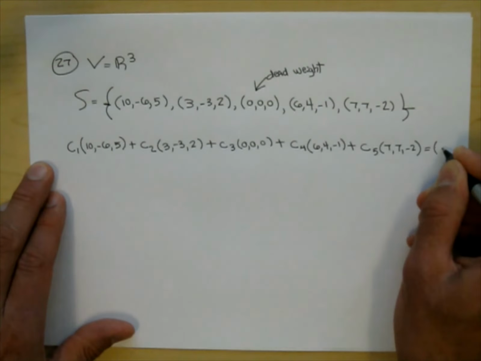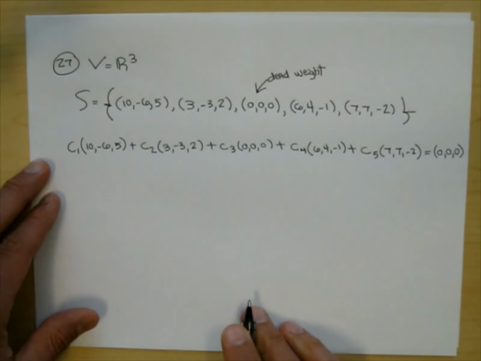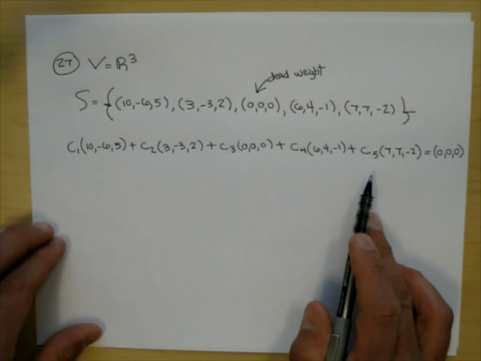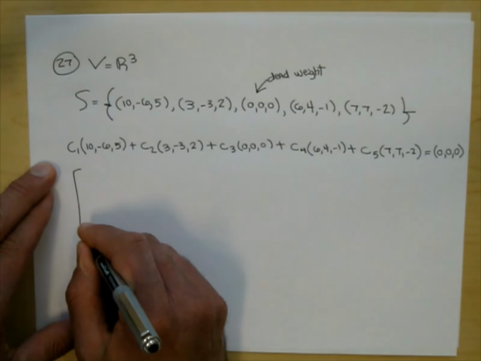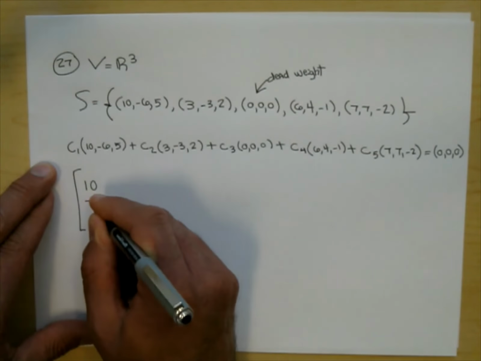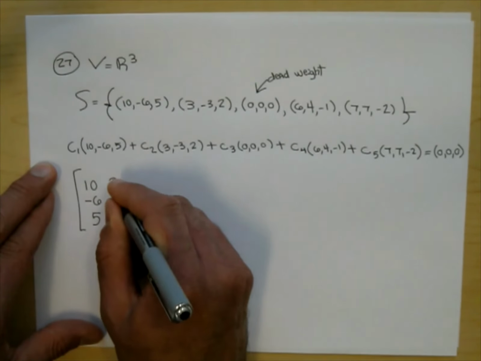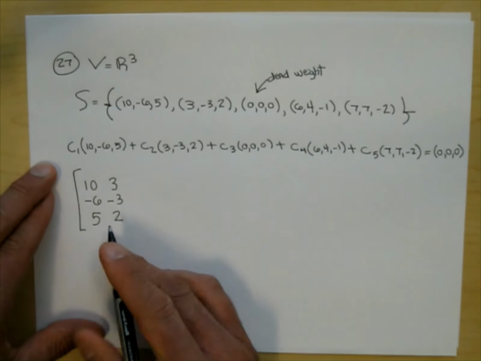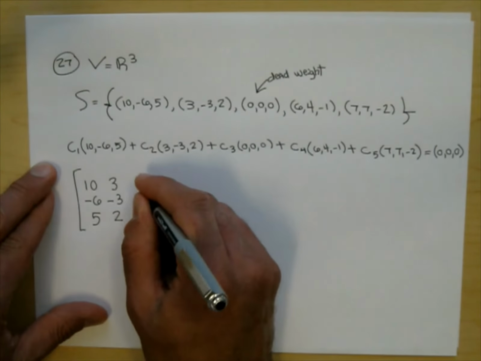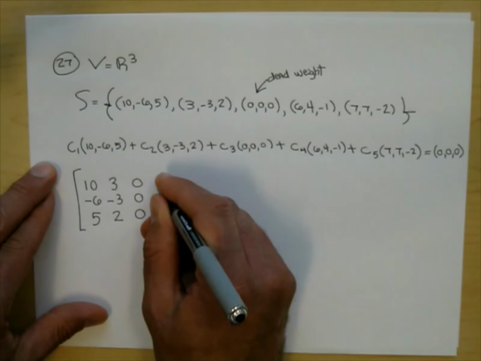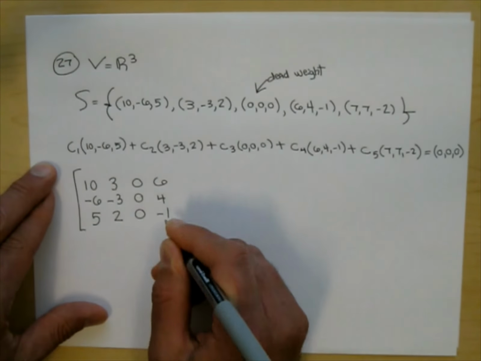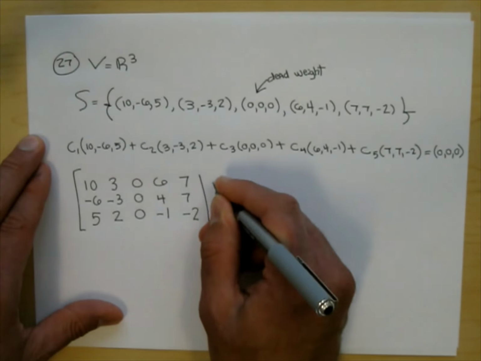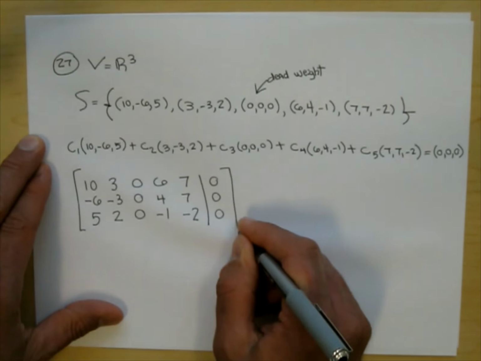And going to set it equal to 0, 0, 0, the 0 vector of R3. I can write out the 3 equations, but I don't want to do that. I want to jump right to the augmented matrix. So when I jump to the augmented matrix, I get 10, -6, 5 in the first column, 3, -3, 2, and we continue. We have 0, 0, 0, 6, 4, -1, 7, 7, -2, and then we have the column of zeros there.